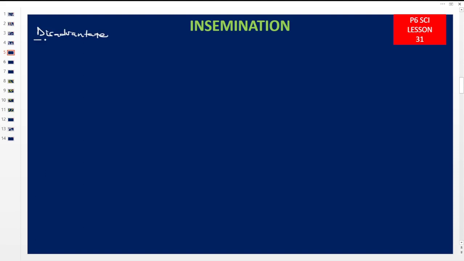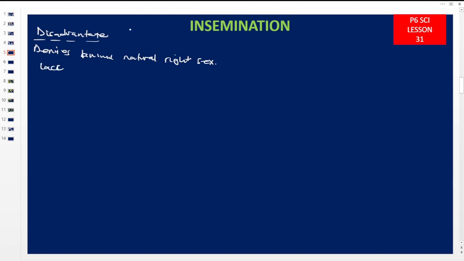So when you use artificial insemination, the animal doesn't enjoy. It denies the animals their natural right to mate. So it denies animals their natural right for what? For sex. And again, there is lack of storage facilities; we don't have where to keep these sperms.